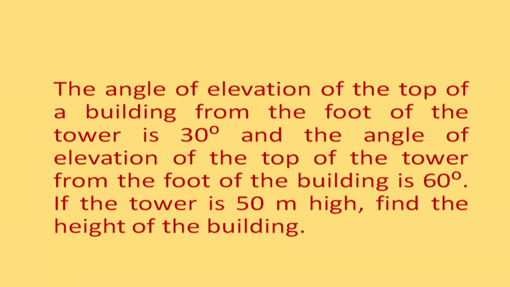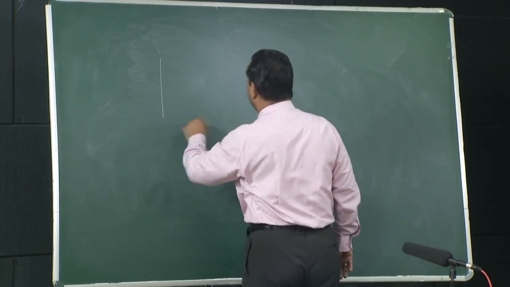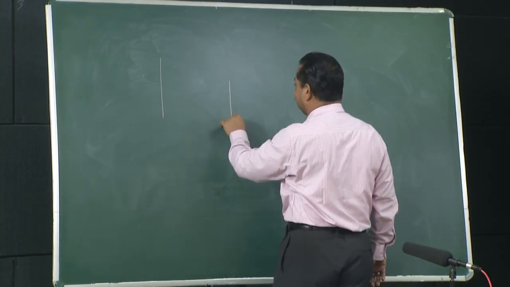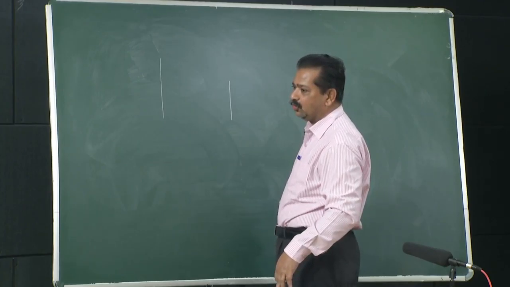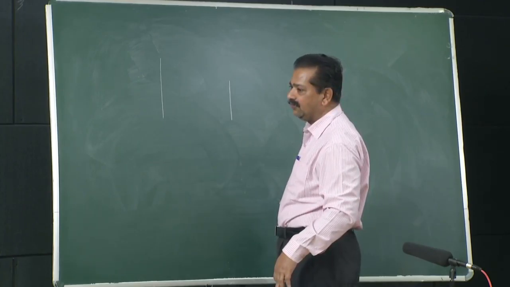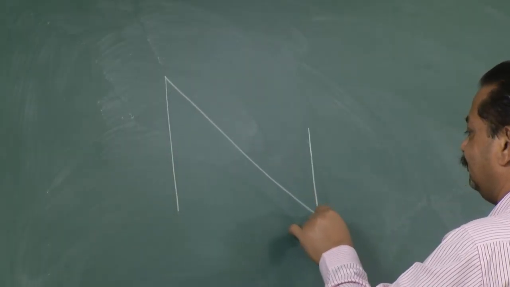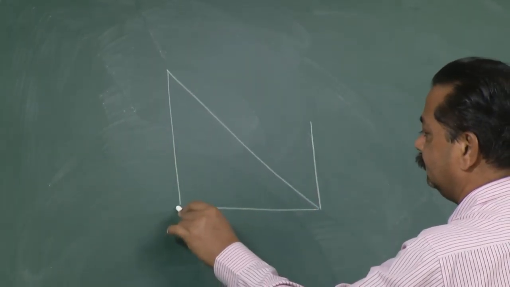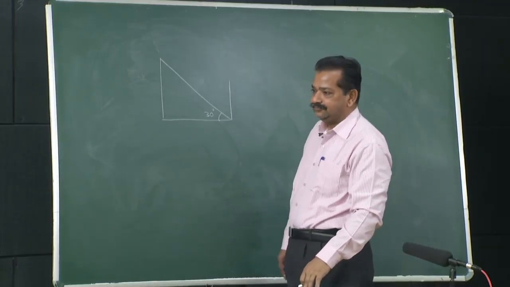The angle of elevation of the top of the building from the foot of the tower is 30 degrees. So this is a building, this is a tower. The angle of elevation of the top of the building from the foot of the tower is 30 degrees.